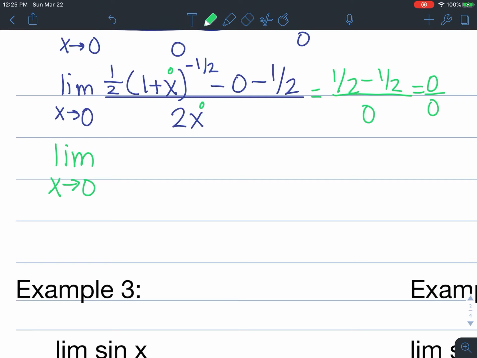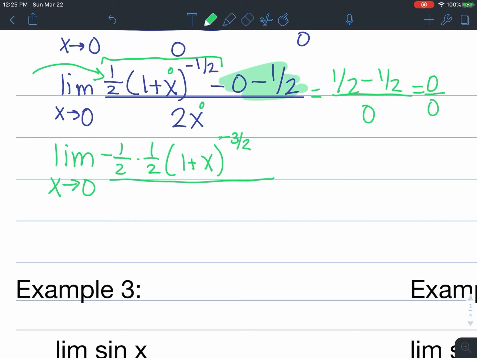So now I'm going to take the derivative of this. So the derivative of this part, so the exponent will come down in front and get multiplied by the 1/2 that's already there, times 1 plus x, subtract 1 from the exponent, so that's negative 3 over 2, times the derivative of the inside, which is 1. These are all constants, so the derivative of that is going to be 0. And then the bottom, the derivative of 2x is 2. So I'm just going to simplify this a little bit.